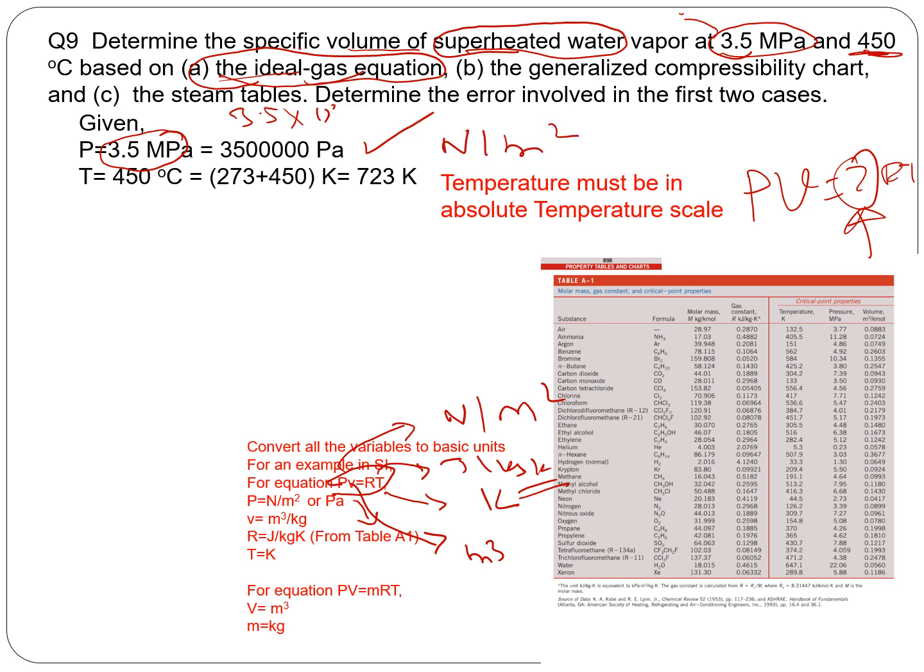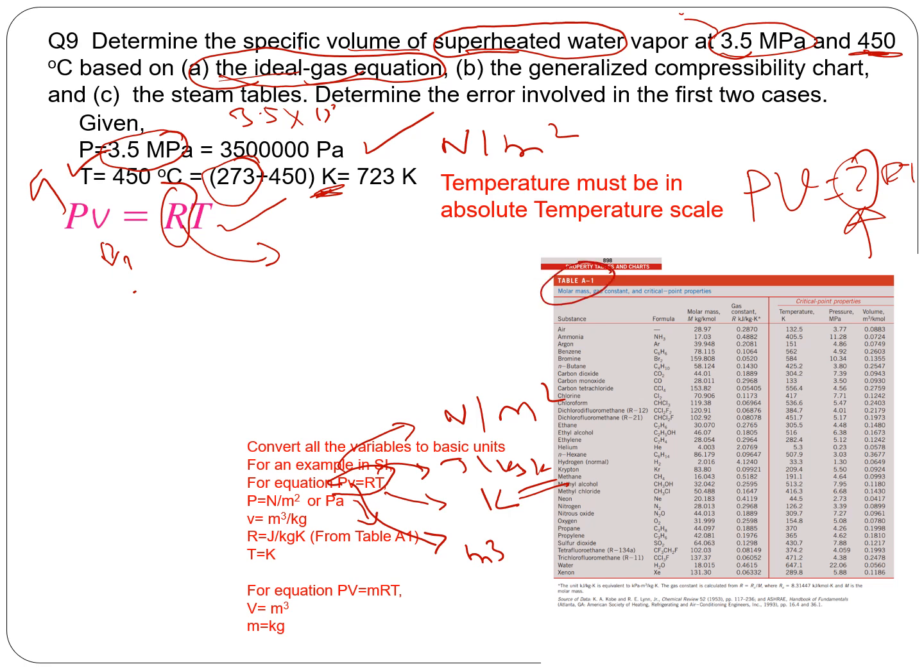The temperature always has to be absolute, so in SI units it has to be in Kelvin. So you add 273. Now this is the equation. P is given, T is given, and you need to calculate the specific volume and R. You need to find the value of R, the gas constant, from Appendix A1.